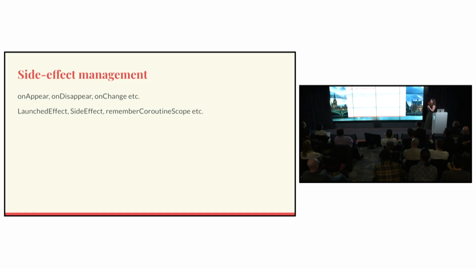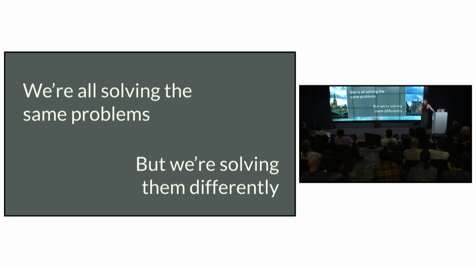And then they've both got side effects. So SwiftUI deals with this with onAppear, onDisappear, onChange. And then Jetpack Compose has LaunchedEffect, SideEffect, remember coroutine scope, etc. So yeah, I like how they just call it side effect. Call a spade a spade. So we're all solving the same problems, but we're solving them differently.